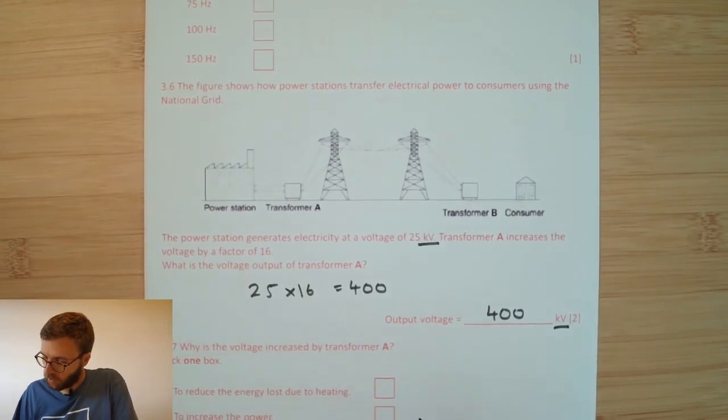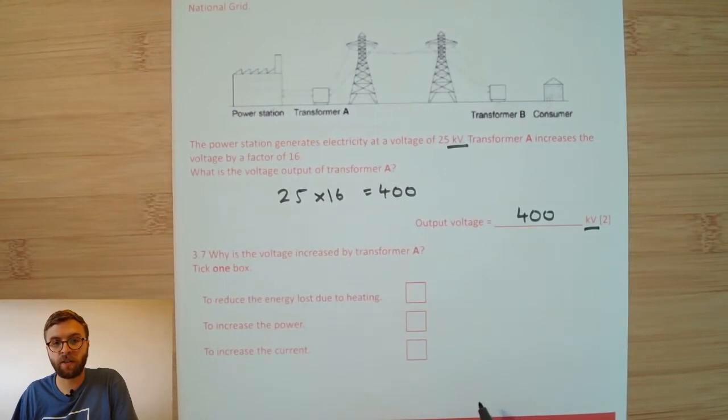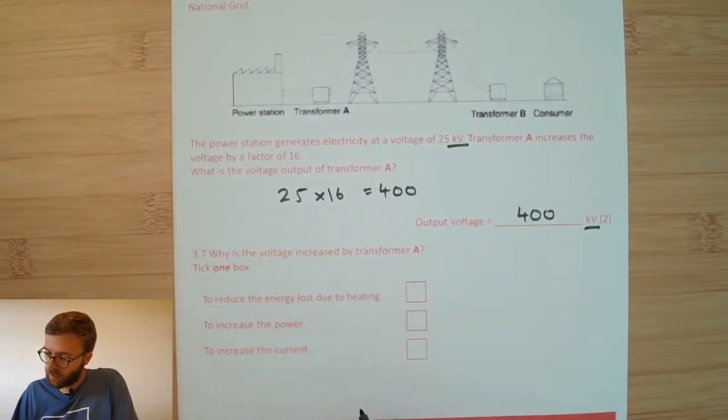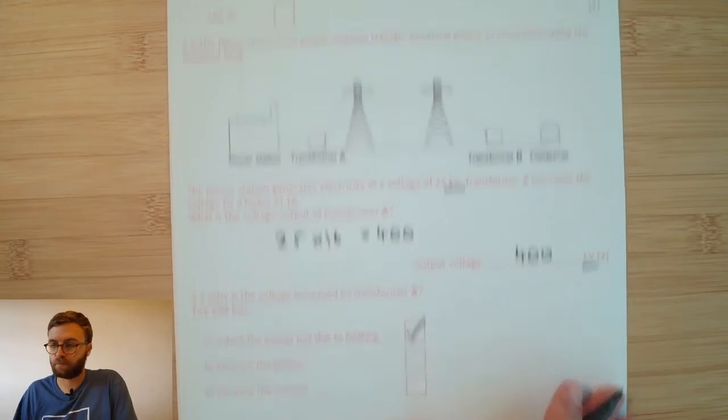Why is the voltage increased by transformer A? It's a nice simple question as it gives us the choice of answers. This is a really common 2 or 3 mark question at the end of these exams. The reason that the voltage is increased by transformer A is to reduce the energy loss due to heating.